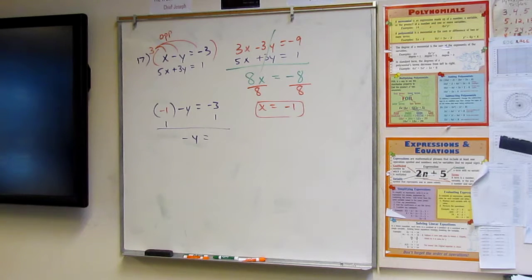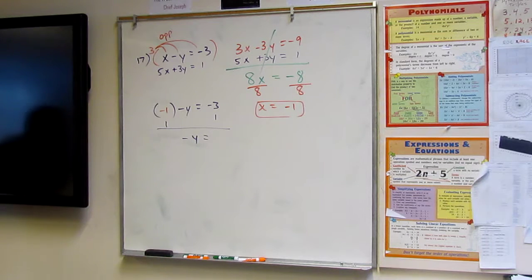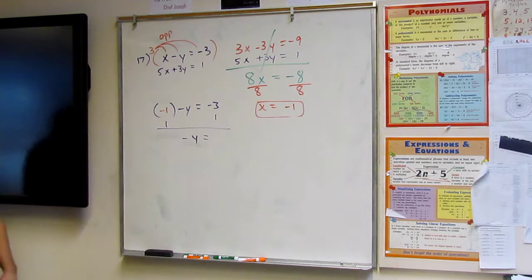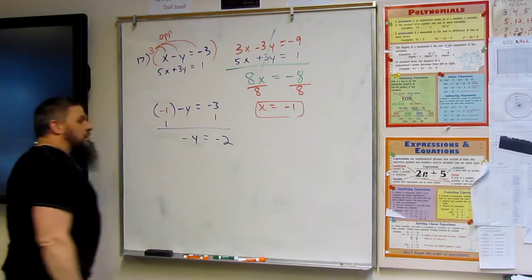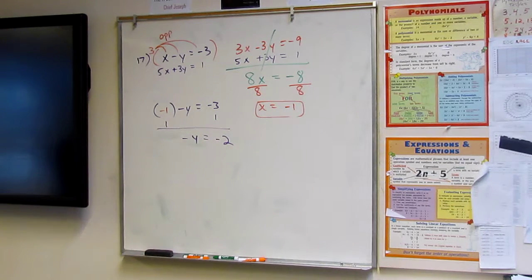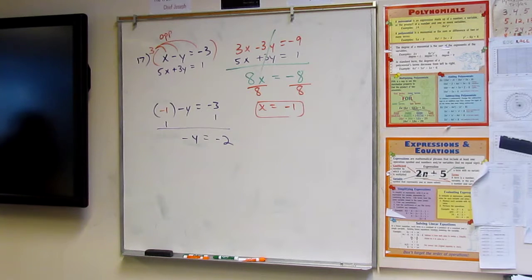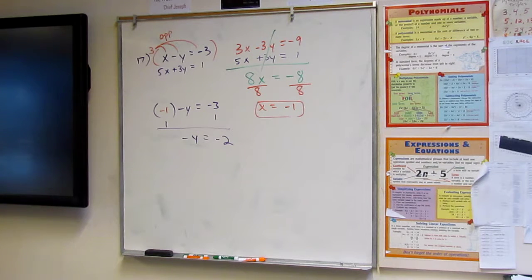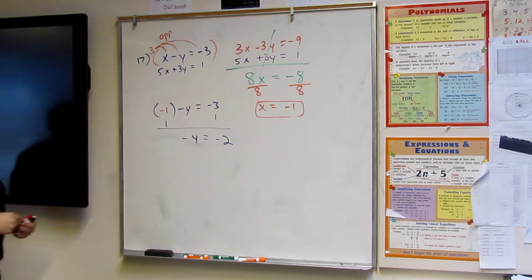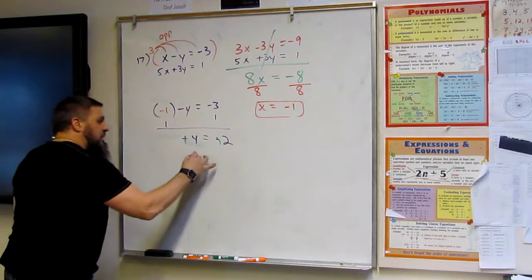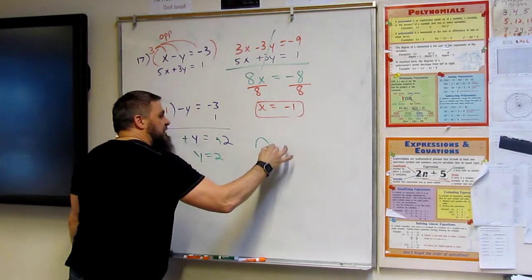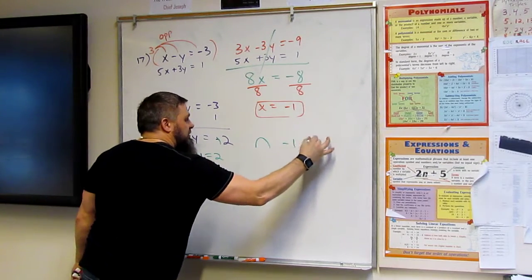Alright, so negative 3 plus 1. Negative 3 plus 1. Negative 3. 2. There you go. Alright, now, if they're both negative, how do I make them positive? Okay, everybody here? If they're both negative, how do I make them positive? Plus. Okay. It's that simple. y equals 2. The intersection is at -1, 2.